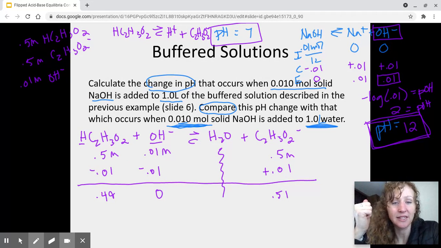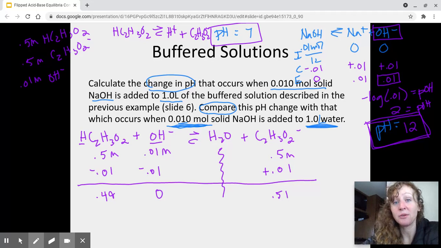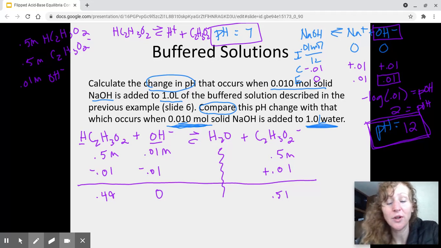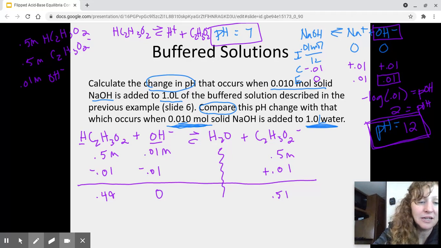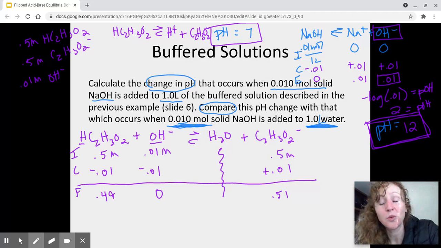In this case, it's the hydroxide. The hydroxide runs out first. So I am left with my weak acid and my conjugate base once again. Now notice I'm not left with any hydroxide or hydrogen ion. So I'm going to label this ICF because we're not necessarily at equilibrium.